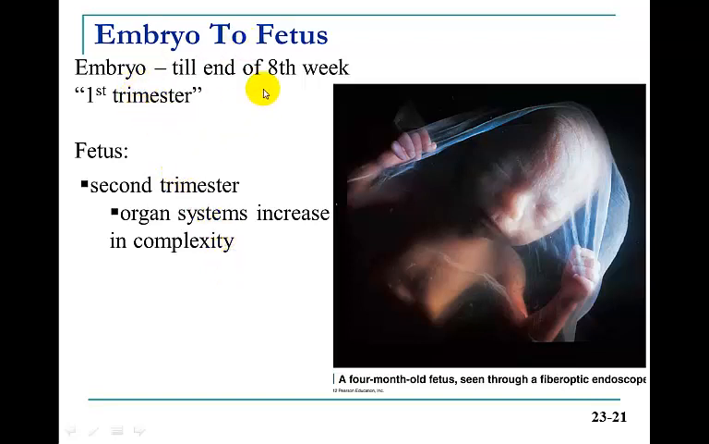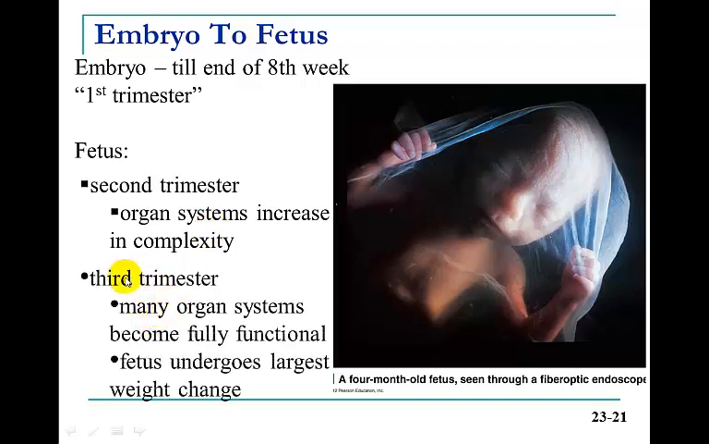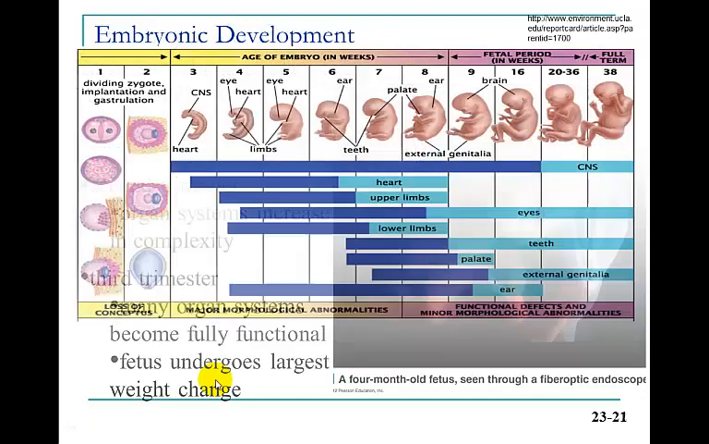In the first trimester, all the organ systems are beginning to develop and really are forming. The second trimester, mostly the organ systems are developing into more complex structures. Third trimester, they're mostly just growing. The organ systems are becoming functional and basically just growing in size.